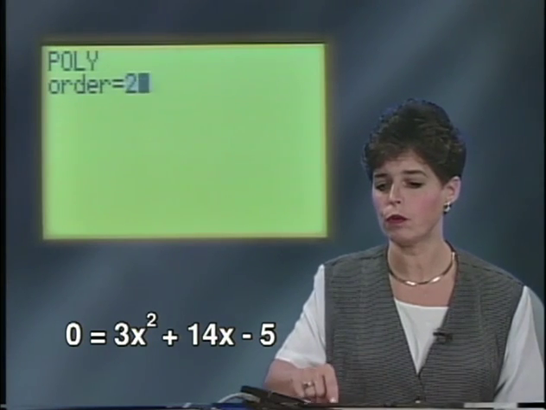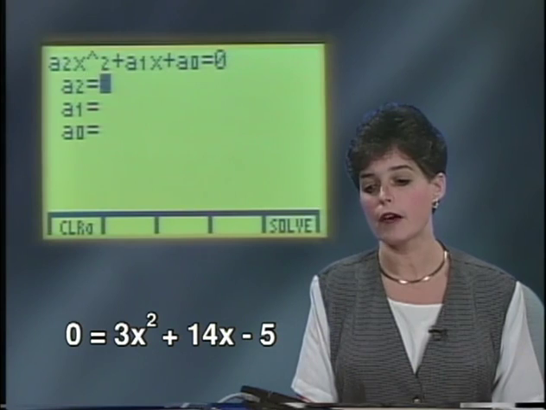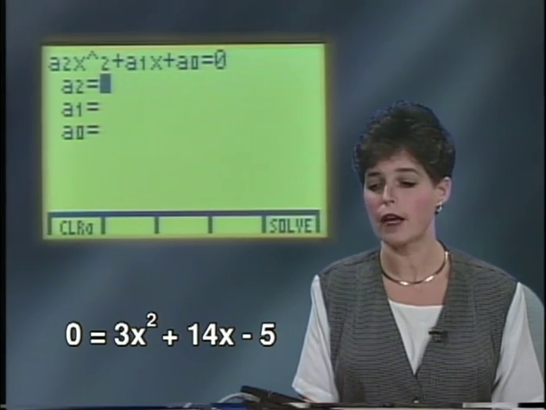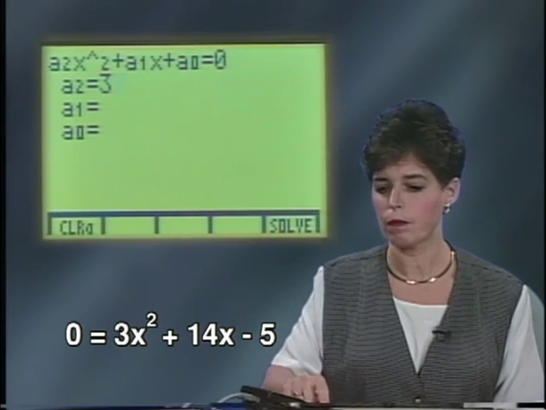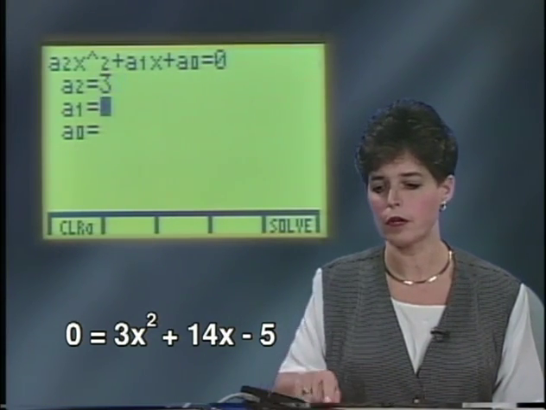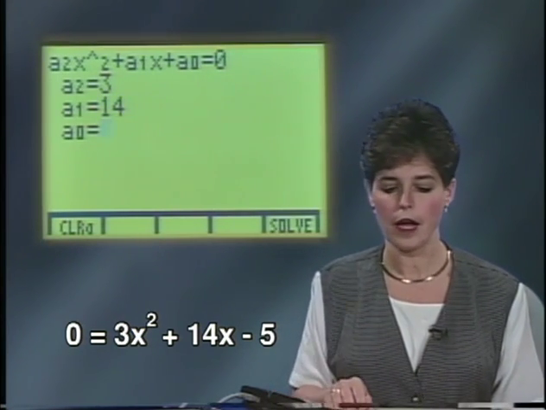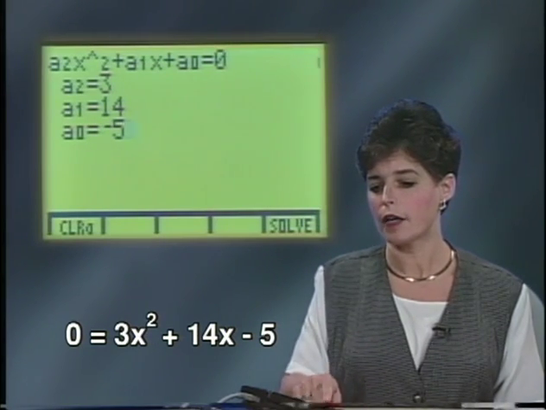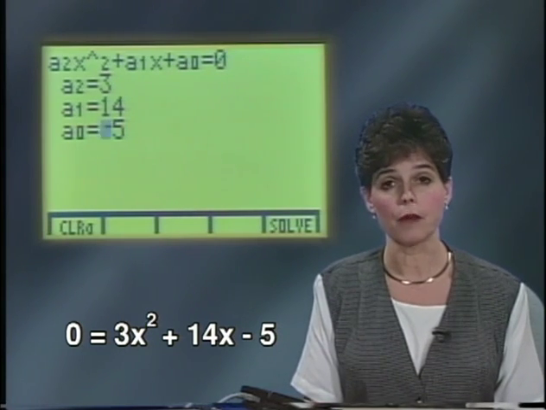So put 2, enter, and now you can see that you are being asked for the coefficient of x squared, the coefficient of the x, and the constant value. So put in a 3 for the coefficient of x squared, press enter, 14, press enter, and negative 5. I can press enter or not. I am done. Pressing enter doesn't give me the answer though.